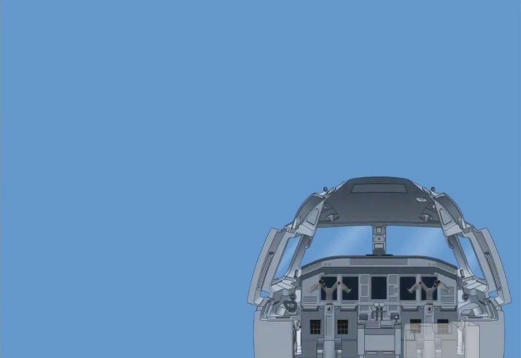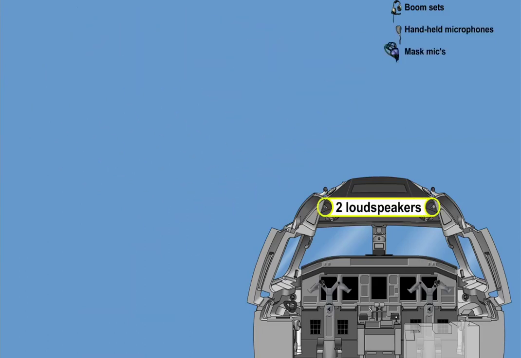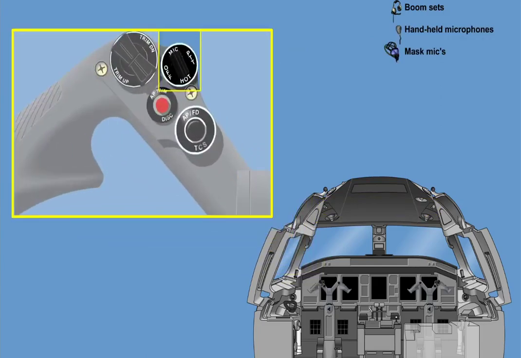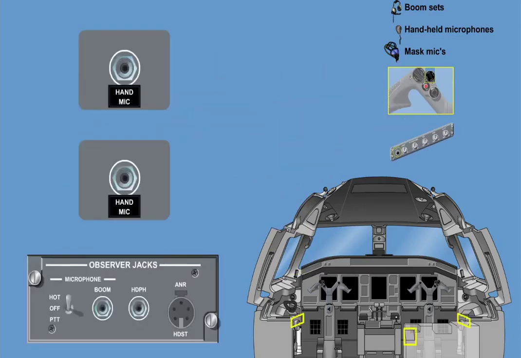Several line replaceable units are in the cockpit for the pilot, the co-pilot, and an observer. There are boom sets, handheld microphones, and mask mics for transmitting. For receiving, there are headphones and loudspeakers. To activate transmission via the microphones, there are push-to-talk, hot mic switches on each yoke, and one push-to-talk button on each side of the glare shield. Three jack panels are located in the cockpit. The observer's jack panel has an integrated push-to-talk hot mic switch.